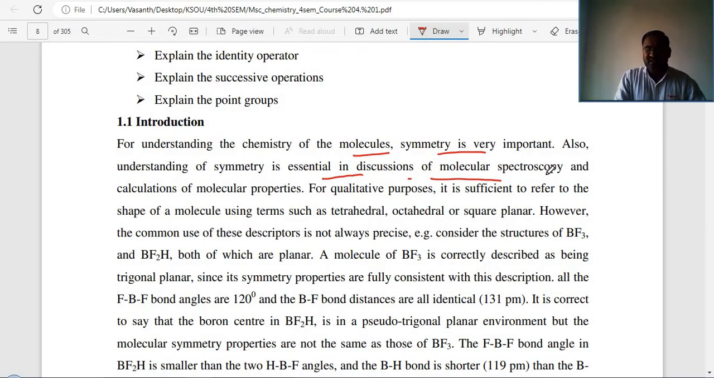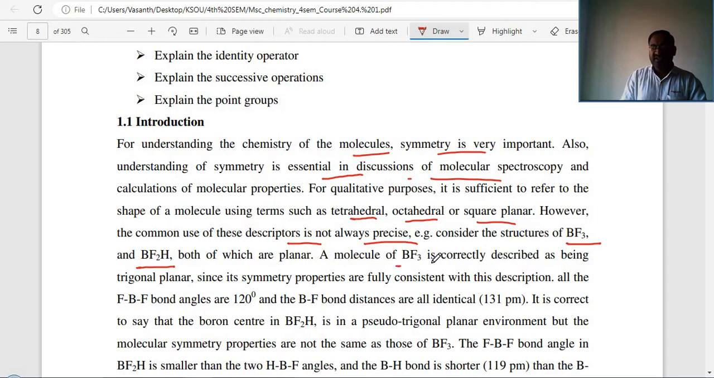For this, chemical compounds exhibit different geometrical shapes like tetrahedral structure, octahedral structure, square planar structures. The common use of these descriptors is not always precise. Consider boron trifluoride and BF2H, both of which are planar molecules.